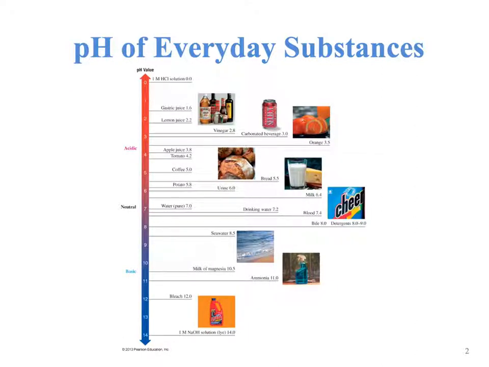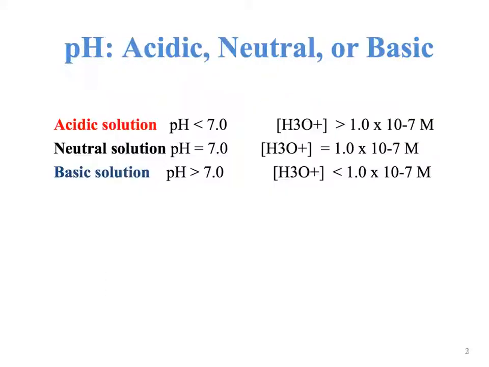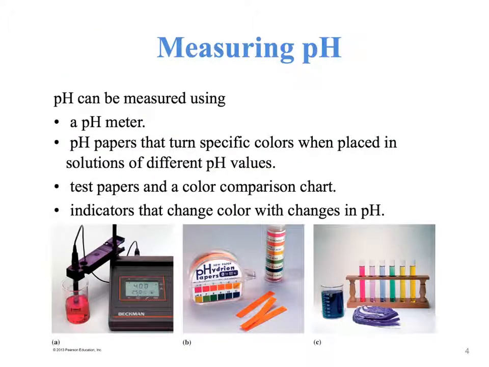So here we see some examples. Seawater is basic. Milk is acidic, based on the pH. Again, when the pH is 7, we're in the presence of neutral solutions. When the pH is lower than 7, we have acids, and when the pH is higher than 7, we have bases.